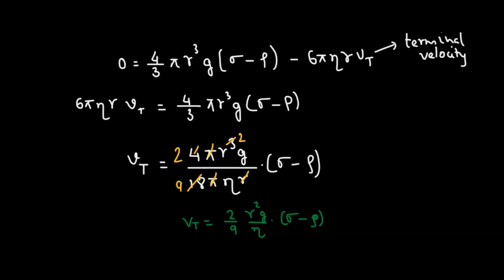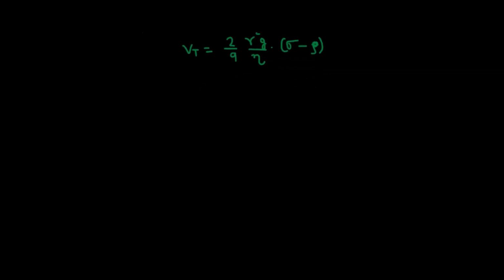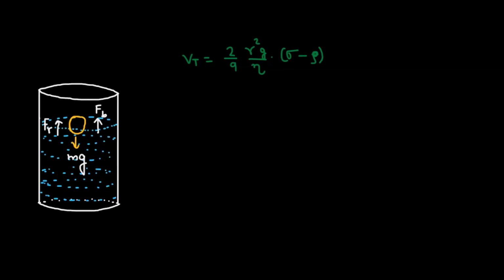So here we have the expression for the terminal velocity. Now, in an experiment of the falling ball viscometer problem, let's redraw the diagram. So we are going to set two cameras here. This is, let's say, camera 1, and this is camera number 2.